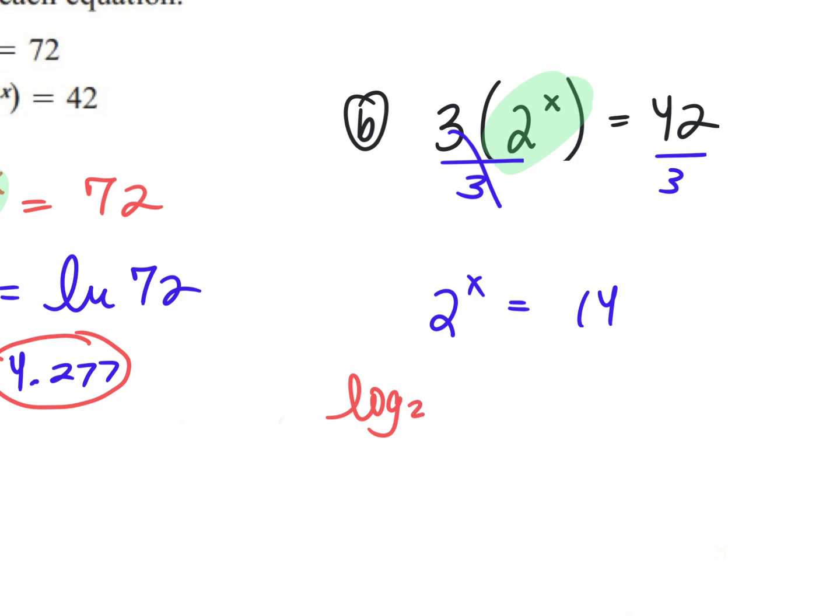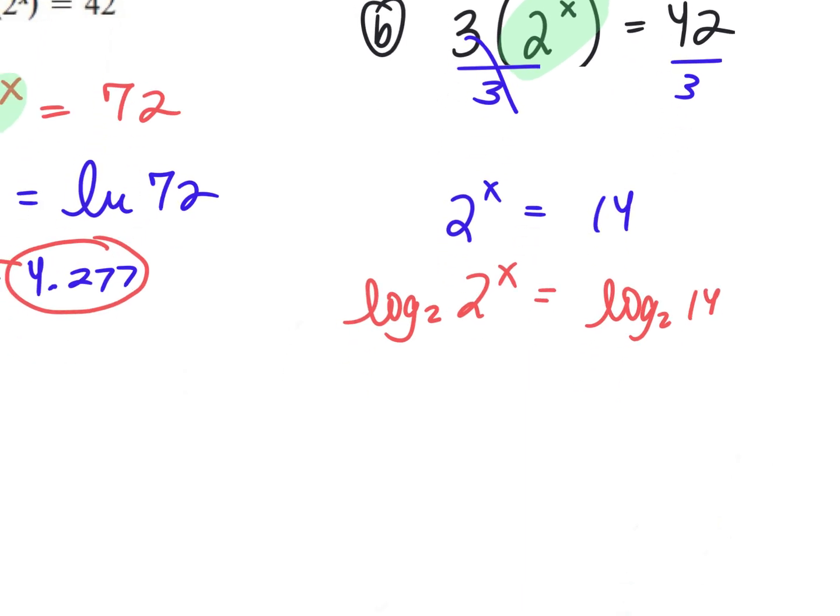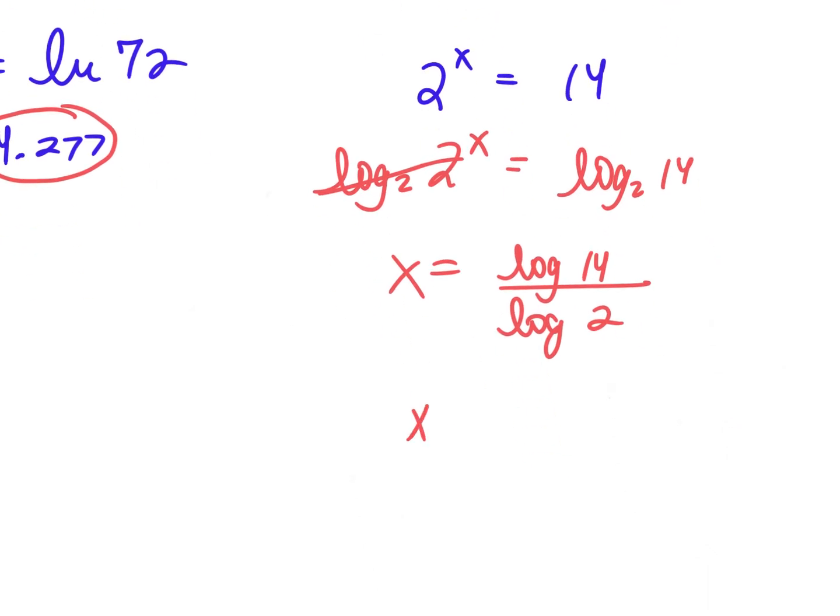So I have log 2 of 2 to the x. What you do to one side, you do where? To the other. So you have log 2 of 14. So on the left-hand side, what happens with log little 2 and big 2? They cancel. So I have x equals. How do I put this in my calculator? Log what? Log 14, perfect, over log 2. And then round. Give me 3 decimal places.